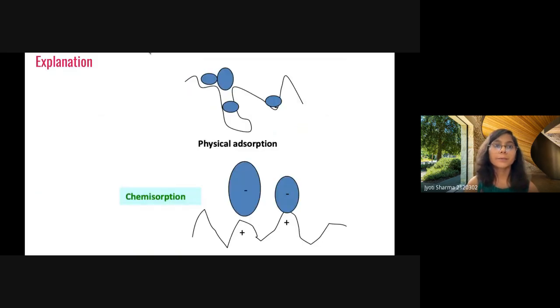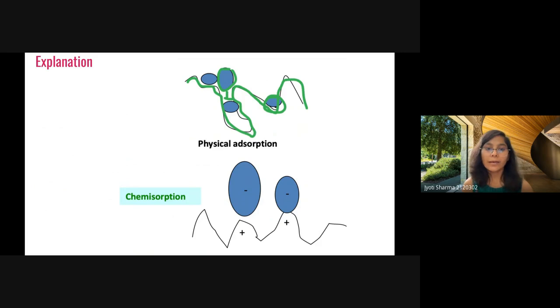So just see here. First, let's say this is your activated charcoal, and these are the molecules. First they will transport, okay, and then there will be diffusion, and then there will be adsorption. And we can have different types of adsorption. It may be physical, and it may be chemisorption. So using the charges, there may be adsorption. Okay.